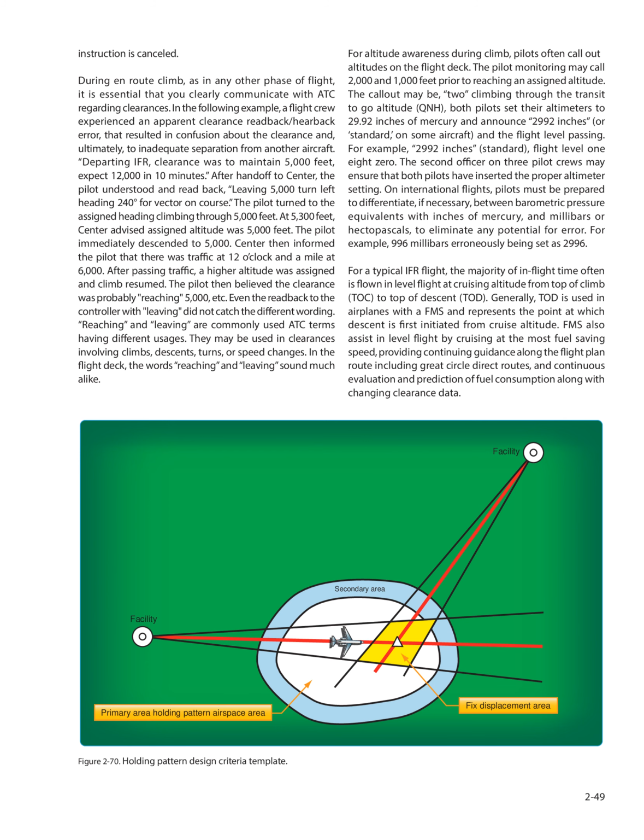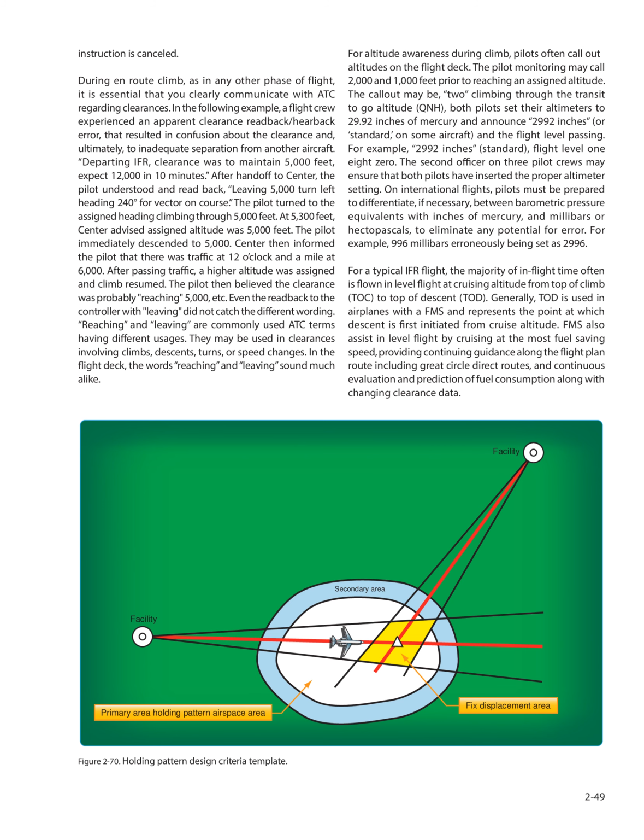For altitude awareness during climb, pilots often call out altitudes on the flight deck. The pilot monitoring may call 2,000 and 1,000 feet prior to reaching an assigned altitude. The call-out may be, 2 climbing through the transition altitude, QNH. Both pilots set their altimeters to 29.92 inches of mercury and announce 29.92 inches, or standard, on some aircraft, and the flight level passing. For example, 29.92 inches, standard, flight level 180. The second officer on 3 pilot crews may ensure that both pilots have inserted the proper altimeter setting.